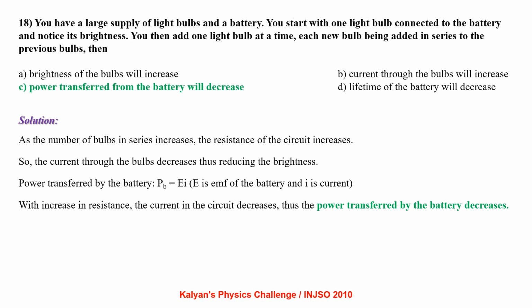As the number of bulbs in series increases, the resistance of the circuit increases. So the current through the bulbs decreases, thus reducing their brightness. Power transferred by the battery equals E into I, where E is EMF of the battery and I is current. With increase in resistance, the current in the circuit decreases. Thus the power transferred by the battery decreases.